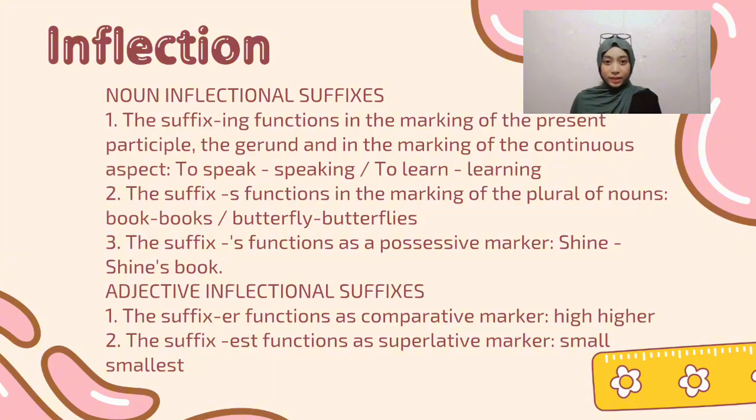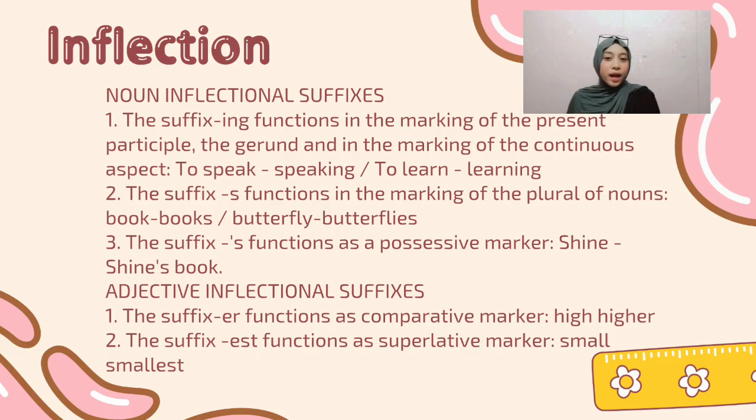Next, nouns as inflectional suffixes. The suffix s functions in the marking of the plural of nouns. For example, book to books, or butterfly to butterflies. The suffix 's functions as a possessive marker. For example, Shine to Shine's book.